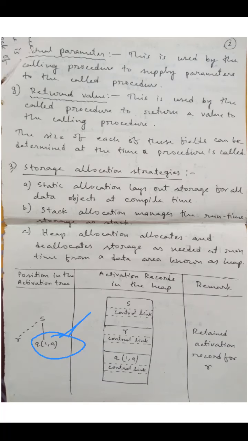In that case, what will be the content of the heap? Since there is dynamic allocation, first S will start. First the heap will store S, the main function. Then S will call R. What is R? The R function reads the array. In this case, I told you the array is dynamic, so the size of the array will be decided at runtime. So the R function is stored in the heap.